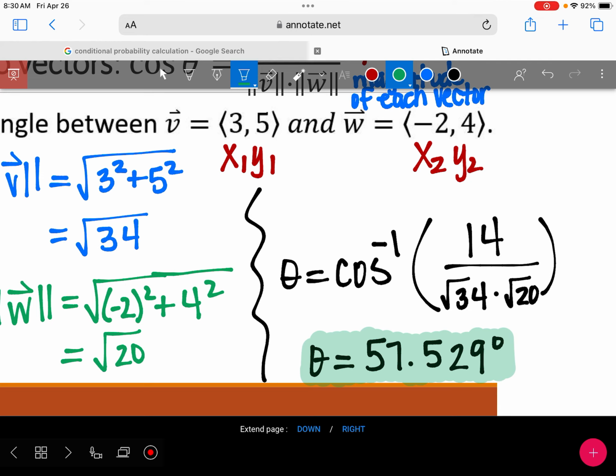And that's the angle in between your vectors. So these two vectors form a 57.529 degree angle in between. All right, so go ahead and start working on the next example, and in there find your dot product and find the magnitude of each vector.